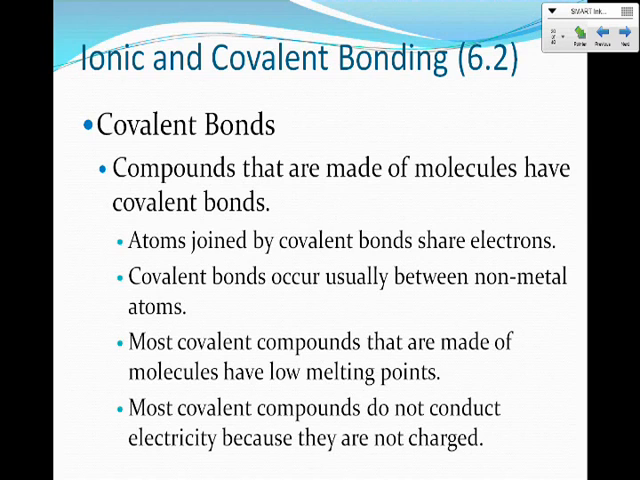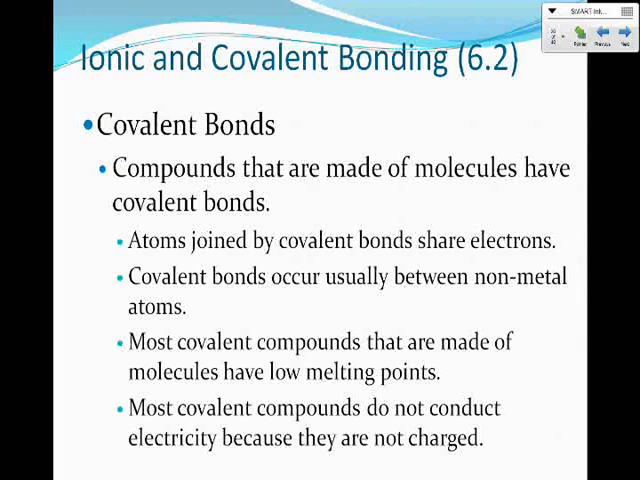Covalent bonds occur usually between nonmetal atoms, so you usually have 2 nonmetals. So when you have to recognize and identify an ionic or covalent bond, you're going to look. If it's 2 nonmetals, you have a covalent bond. 2 or more nonmetals, you have a covalent bond.